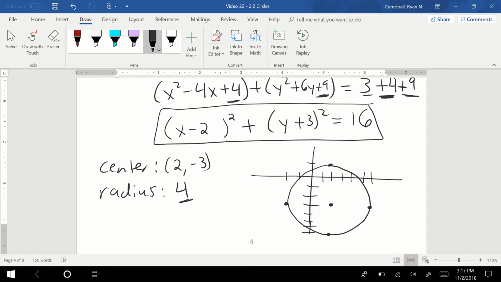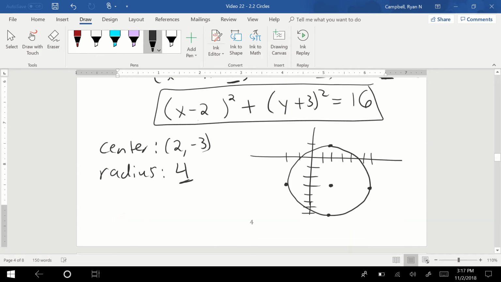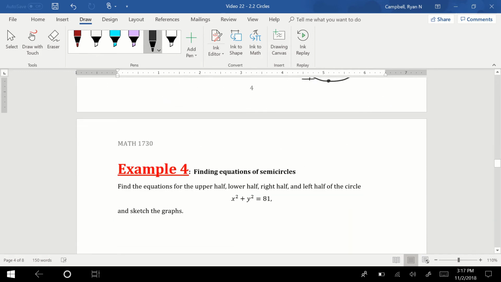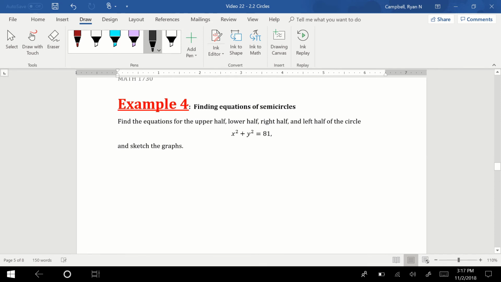Good. All right. Hopefully we're all feeling pretty good with circles. So now let's talk about semicircles. Remember, semicircles are half circles. So a semicircle will look like that, right? Or like this, something like that.